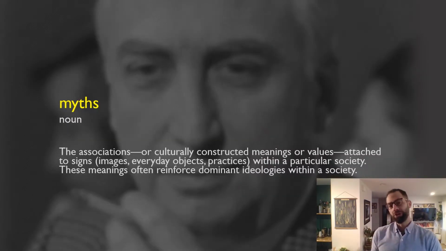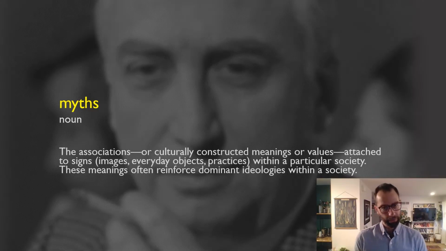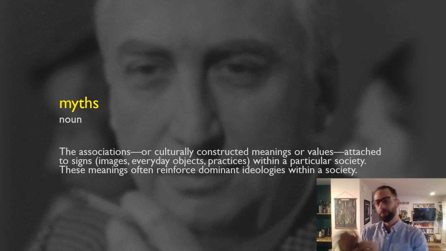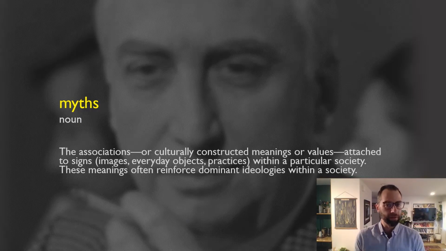And it's really from this question that we get the central concept of the book Mythologies, which is what Barthes calls myth. Now keep in mind that the word myth, as it's used by Barthes throughout the book, is rather slippery, and it comes to be used in a number of different ways, but for right now, let's just define myth this way. You might think of myth for Barthes as the associations or culturally constructed meanings or values attached to signs. And signs includes images, everyday objects, and practices within a particular society. It's also important to note that these meanings often reinforce dominant ideologies within a society.